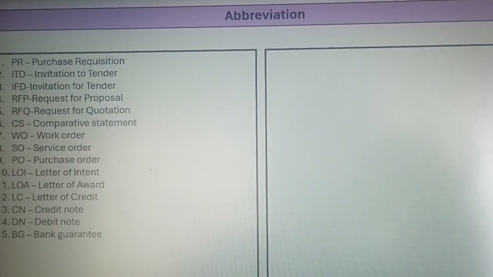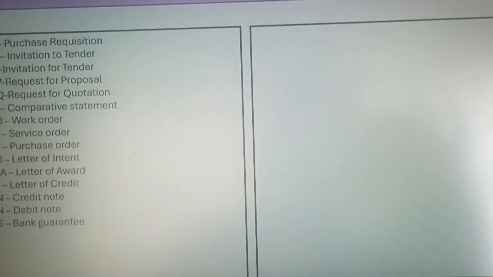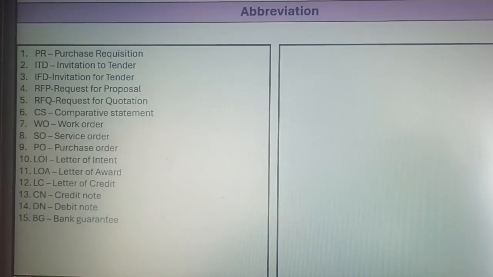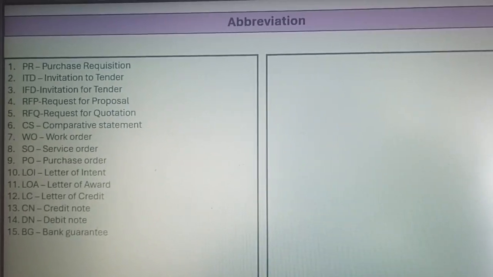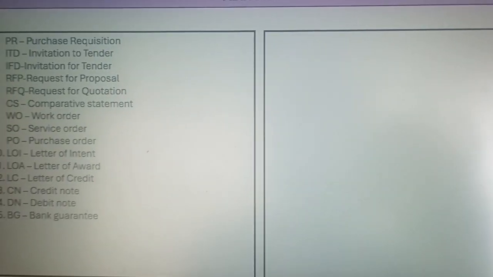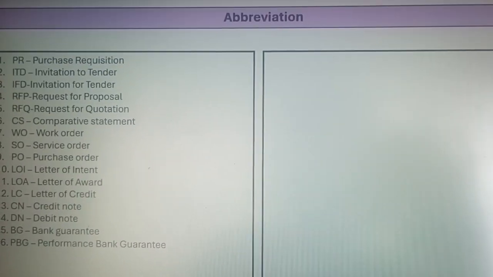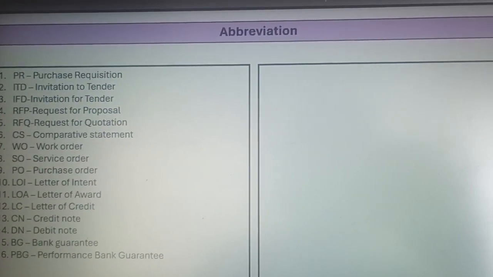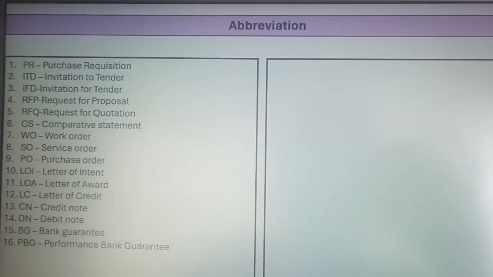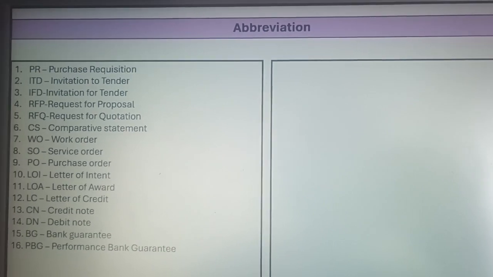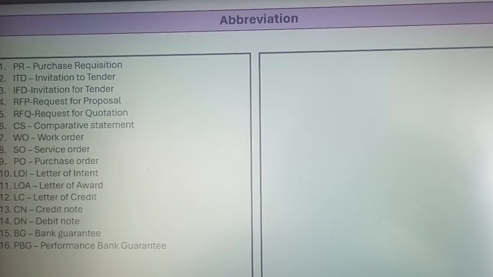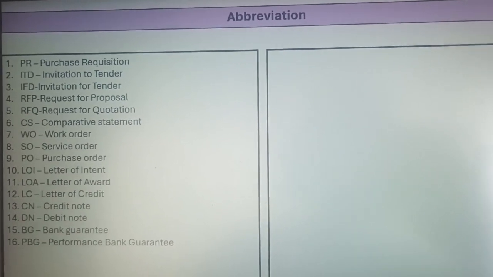Normally this bank guarantee is applicable on contracts above 50 lakh. In government contracts it is about 2 to 5%, and in private contracts it is maybe 10%. PBG's full form is performance bank guarantee. The performance bank guarantee is used against supply, in which the guarantee period is added once the material is supplied.